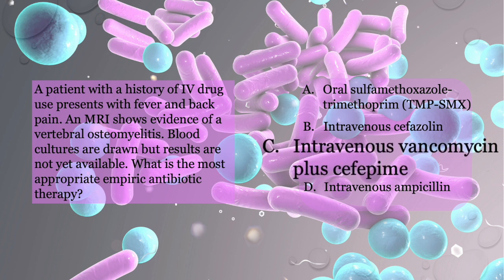If you chose C, intravenous vancomycin plus cefepime, you are correct. Given the patient's history of IV drug use, there is a high risk for MRSA and other resistant organisms. Broad spectrum coverage, including MRSA with vancomycin, and gram-negative rods, cefepime, is warranted in this patient.